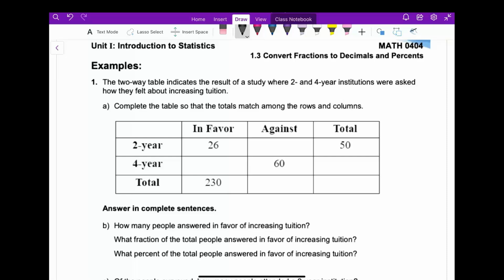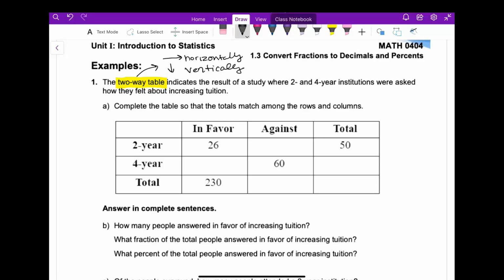The next example we see, continuing with converting fractions and decimals to percents, is a two-way table. So I'm introducing this word, two-way table. One of the neat things about this table is that you can read it two ways. You can read from left to right, horizontally, and you can read up and down, so you can read vertically.